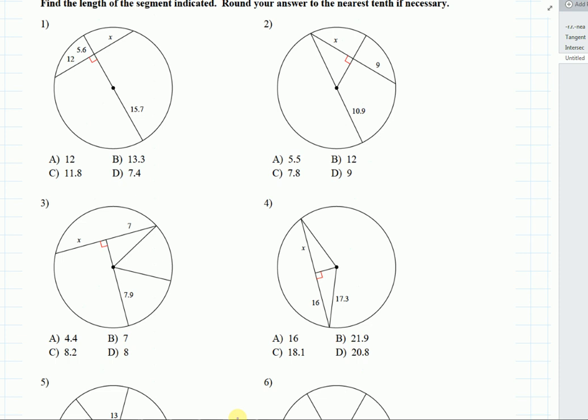Here are some straight chord and tangent questions, or chord and intersecting chords questions. This first question is very much linked to the first fact: the perpendicular bisector of a chord will go through the middle. It's an angle at right angles going through the middle of a chord, so we've bisected that chord. So x is equal to 12 because we've bisected the chord.